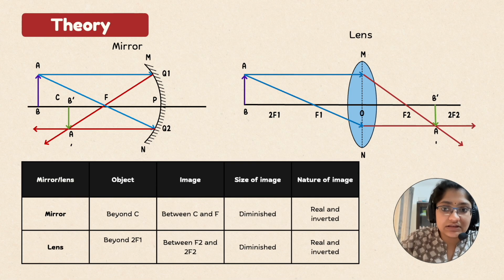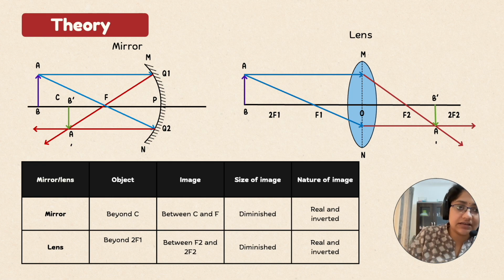So as per theory, for the mirror, if the object is placed beyond C, the image should be between C and F, and the size of the image should be diminished and the nature of the image should be real and inverted. And for the lens, the image will be between F2 and 2F2 point. It will be diminished and it will be real and inverted.